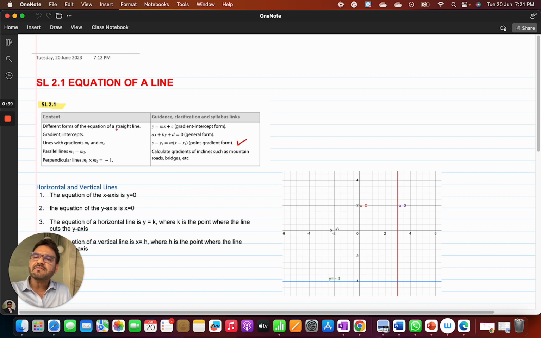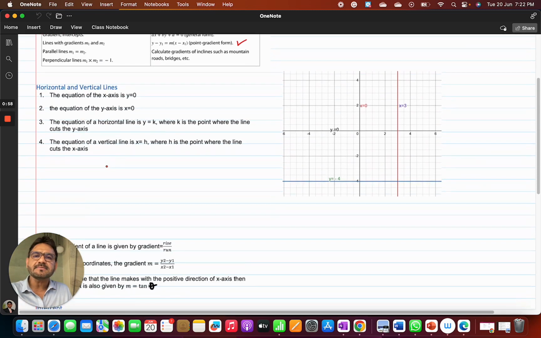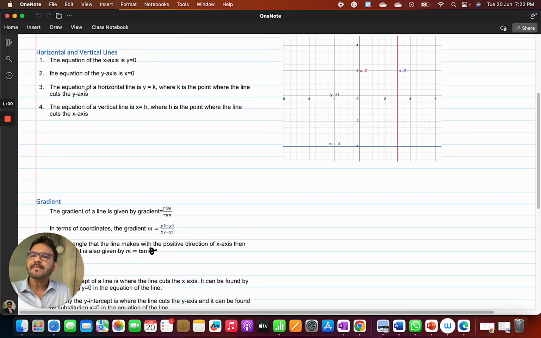Now, different forms of equation of a straight line: gradient, intercepts, lines with gradients m1 and m2. Parallel lines: m1 is equal to m2, so if two lines are parallel their slopes are equal. Perpendicular lines: if two lines are perpendicular the product of their slopes is -1. You must be knowing all this, but this is just reviewing all that again.